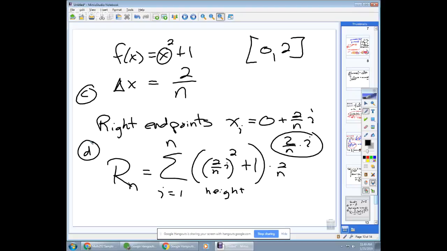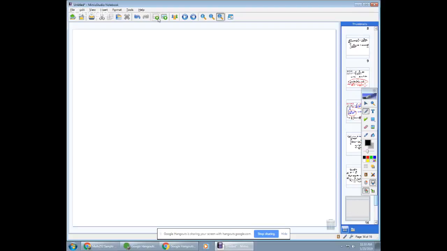So next thing I want to try to do is clean this up right here. Now, technically, n is a constant here. It's fixed at 100 or 4 or whatever. So the 2 over n can be pulled out of this. So now I'm trying to clean this up. So I have 2 over n times the sum, i goes from 1 to n, of 2 over n times i squared plus 1.